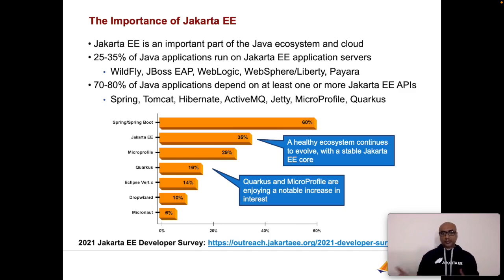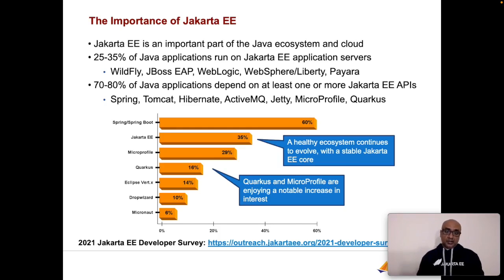In fact, if you look at some of these numbers, one of the numbers you can cite here is the Jakarta EE Developer Survey, arguably probably the most important survey for Jakarta EE developers. But even if you look at overall and amortize it through the rest of the industry surveys out there, depending on which survey you look at, about 25 to 35% of applications are still using a full Jakarta EE compatible runtime. So WildFly, JBoss EAP, WebLogic, WebSphere, Liberty, Payara, a bunch of people using this stuff today. So obviously this is a technology set that is relevant to those folks.